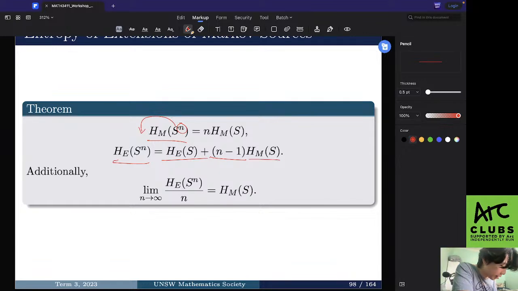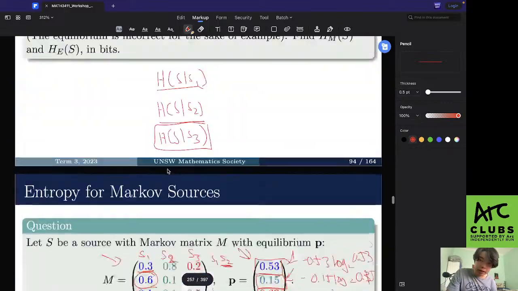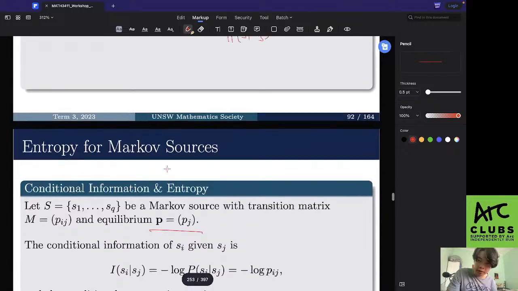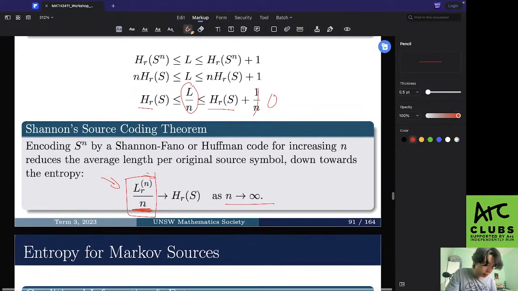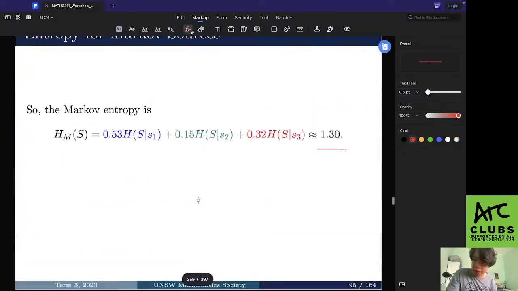And we also know that the entropy of the equilibrium to the nth extension over n has a limit of the Markov entropy, and that is similar to the limit we have above here, which is that the average length per source symbol becomes the entropy.